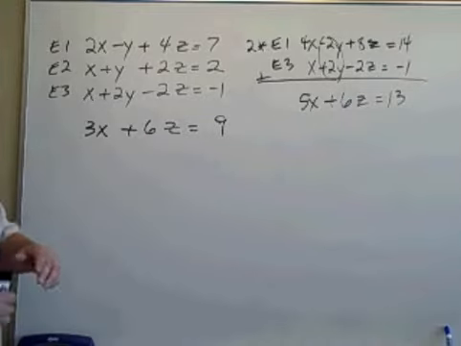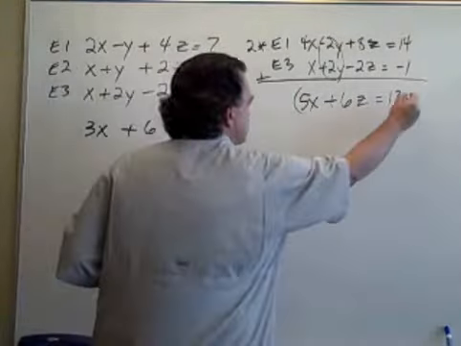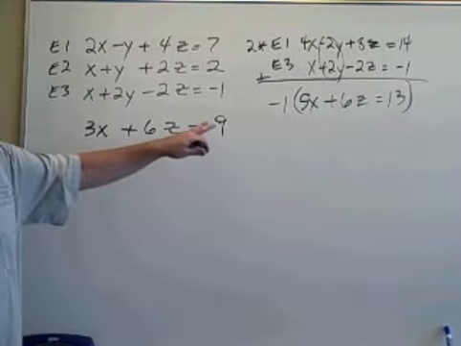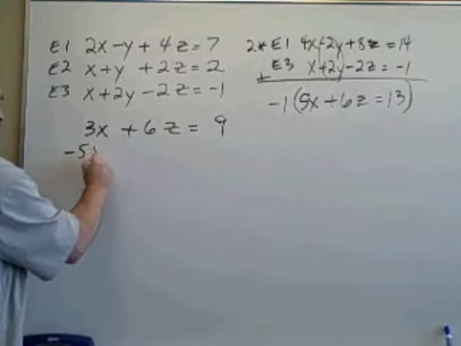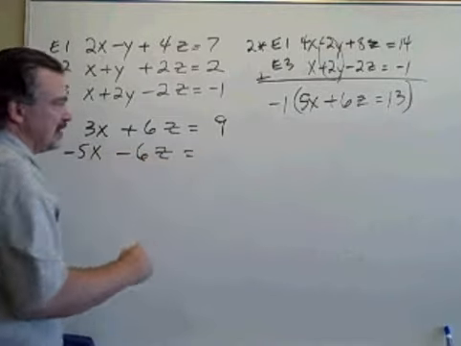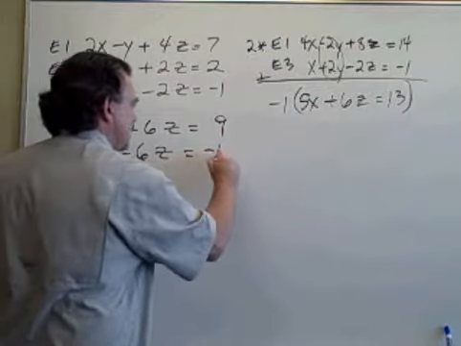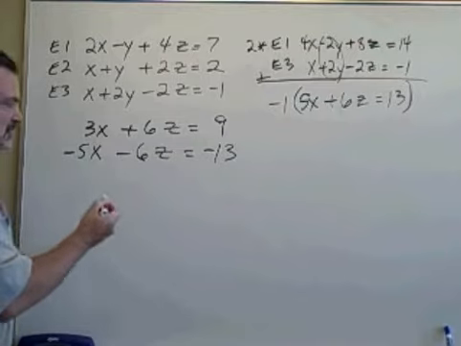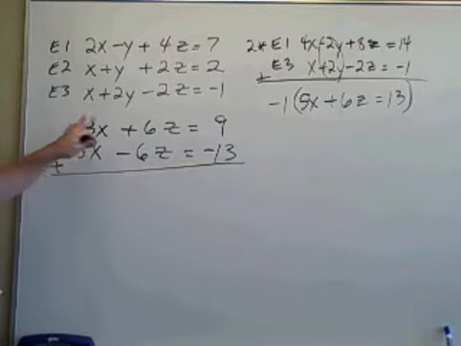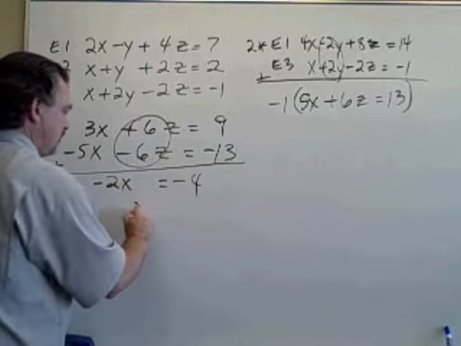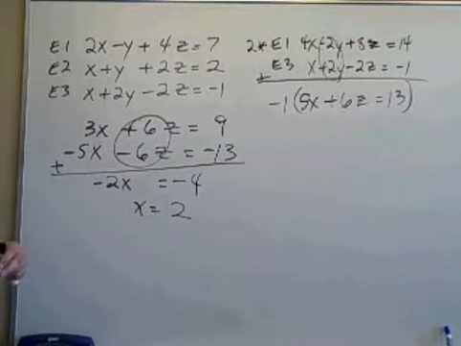Let's multiply this equation by negative 1, and we'll add it then to this equation. Negative 1 times 5x, that's negative 5x. Negative 1 times plus 6z is minus 6z. Negative 1 times 13 is negative 13. Always remember to multiply by the constant. Easy place to make a mistake in solving these systems of equations. Now if we add, we have what? Negative 2x, that's 0, equals negative 4, so x equals 2 when I divide both sides by negative 2. And we now have our x value.